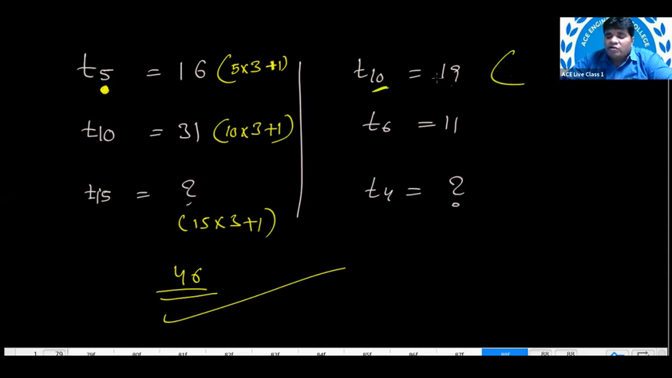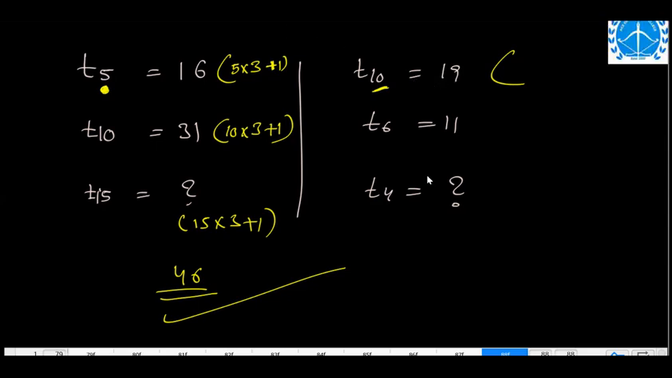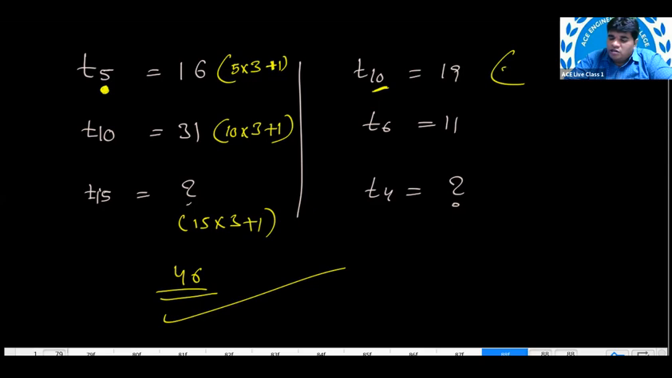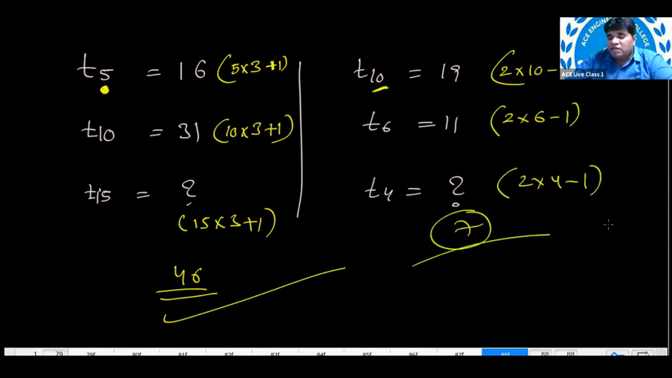Now the second one, you can apply your own logic. By using this 10, how to get 19? Tell me the relation. 2 into 10 minus 1. Right answer. Is the same logic satisfied or not? 2 into 6 minus 1 gives 11. So 2 into 4 minus 1, answer 7. Completed.